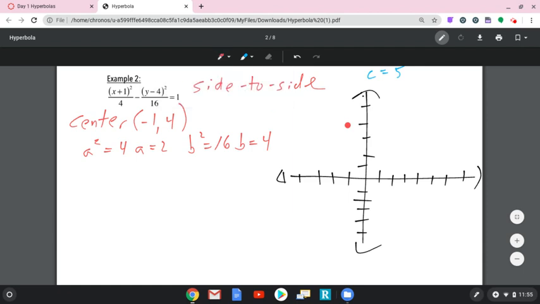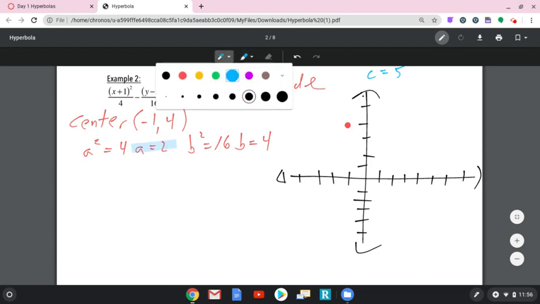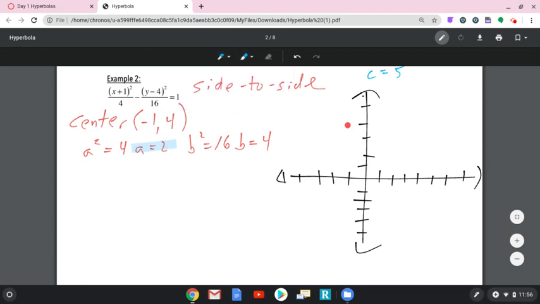Now this is side to side. That means I count A horizontally. So A would be what I count horizontally. Let's take a look at that. If I count A horizontally, I'm going 1, 2, 1, 2. So the distance between here, the center, and here on both sides is A.